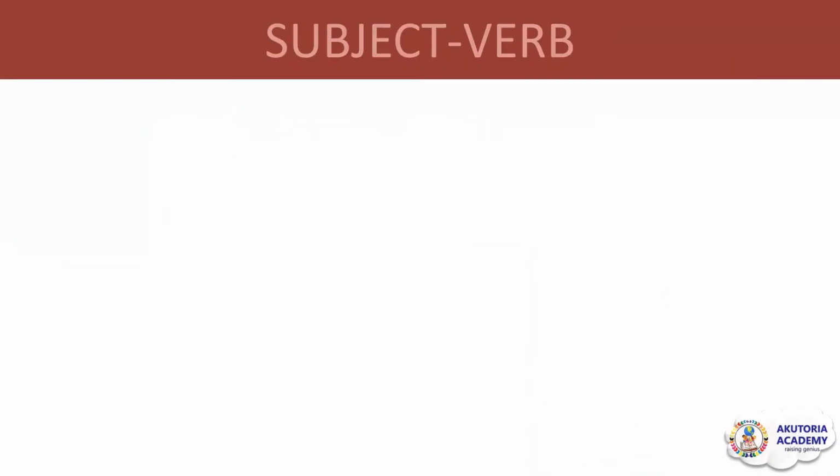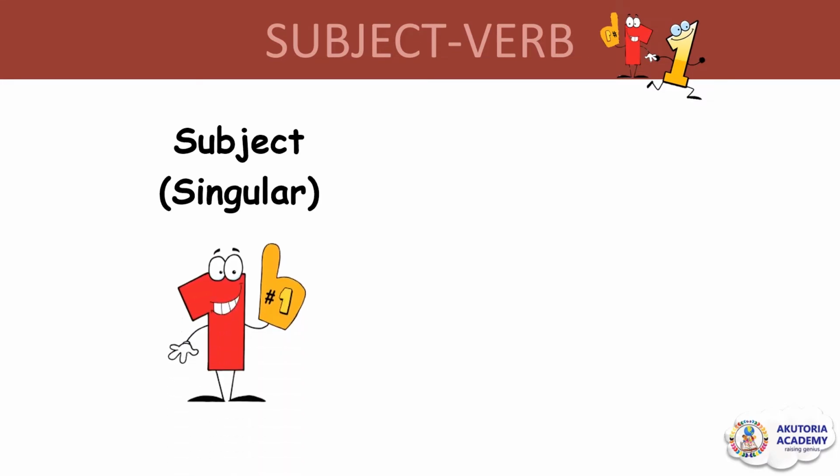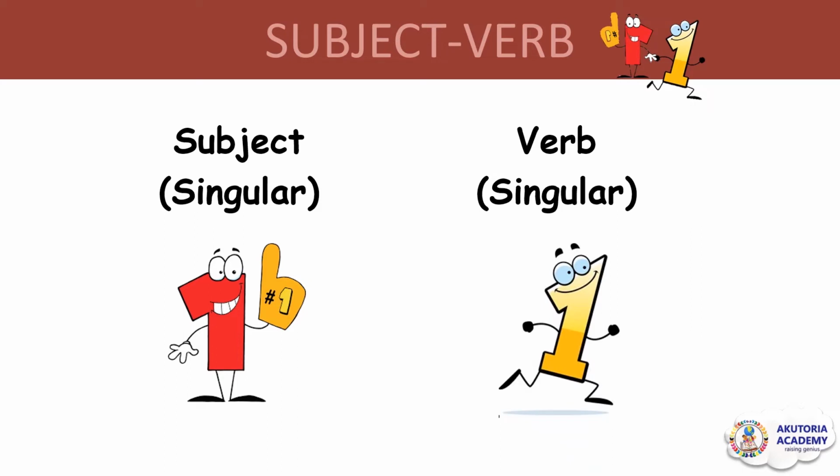So what do we mean by subject-verb agreement? It means that every subject must agree with a verb for a sentence to be correct. Alright? Meaning, if your subject is singular, your verb must be singular. The subject and the verb must agree. They must hold hands. They must agree for your sentence to be correct. So a singular subject must go with a singular verb.